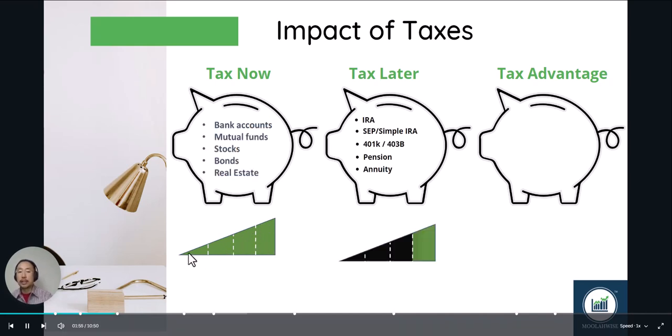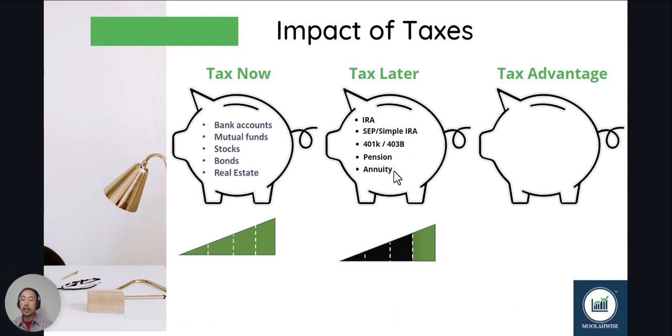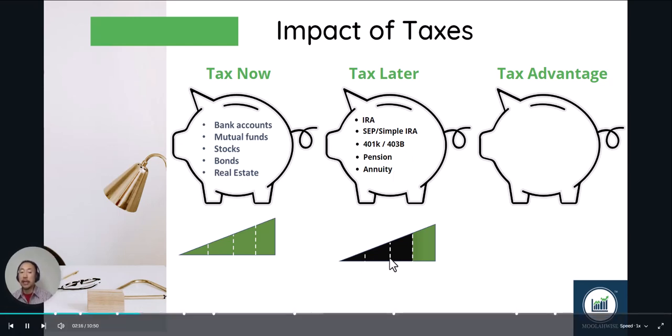Each one of these lines represents a year, and every year you have the account, you have to pay taxes to Uncle Sam. The second bucket is what we call tax later. Think of this bucket as your retirement accounts, like your IRA, your SEP IRA, your 401k, your 403b, your pension, your annuity. All the money saved in here, you won't pay taxes on any of the gains now, but you will pay taxes in the year you take it out.